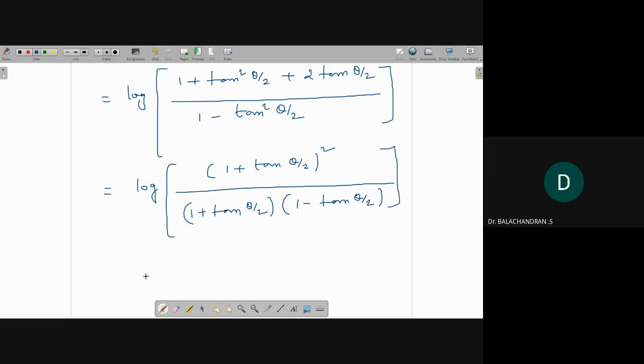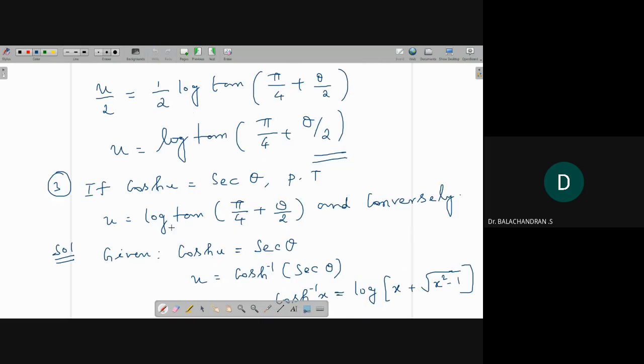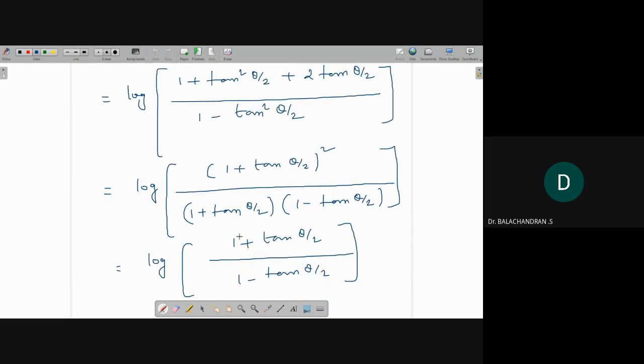Okay, and then you can cancel 1 plus tan theta by 2, divided by 1 minus tan theta by 2. Okay, up to this I got it. I don't know what I need to do next. Now look at what I need to prove: u equal to log tan pi by 4 plus theta by 2. So I need to write tan pi by 4 here instead of 1.